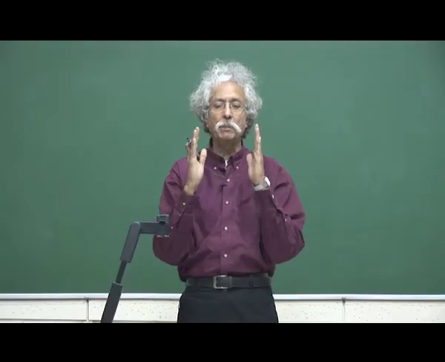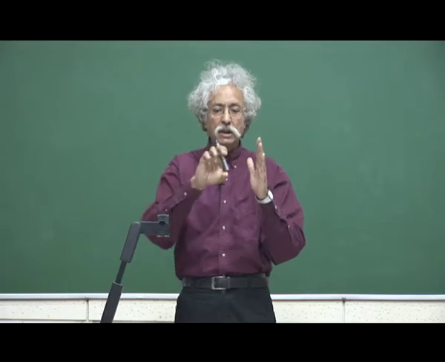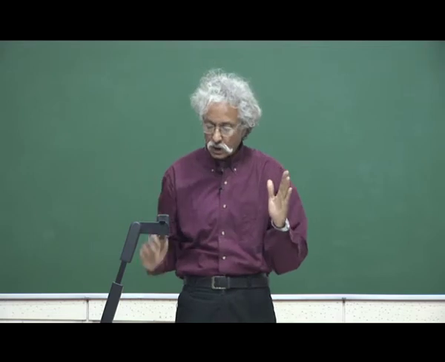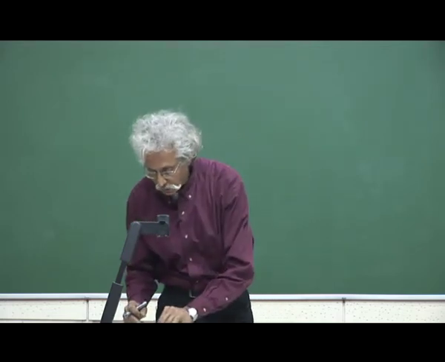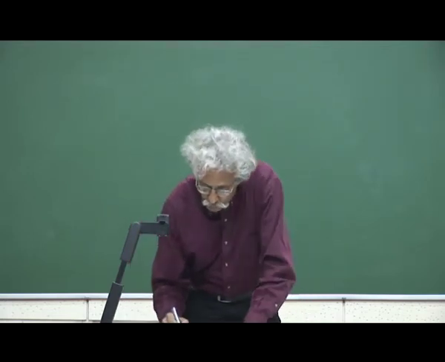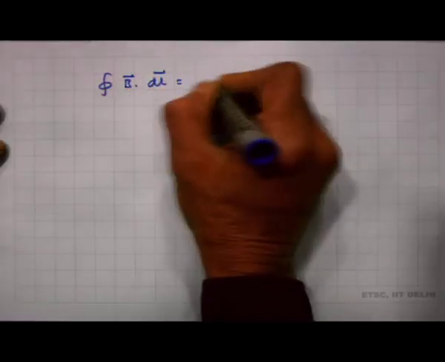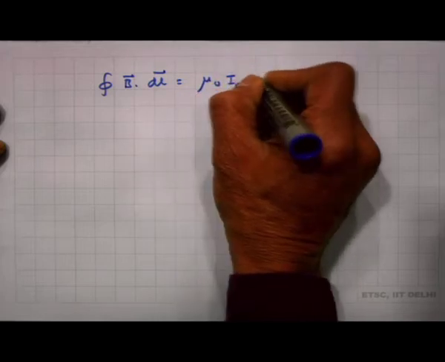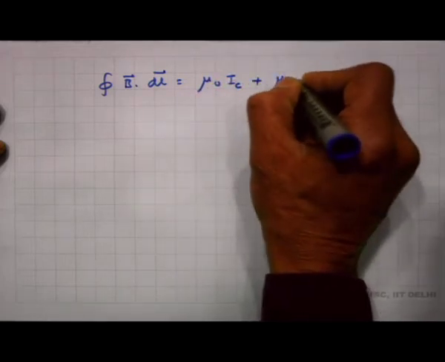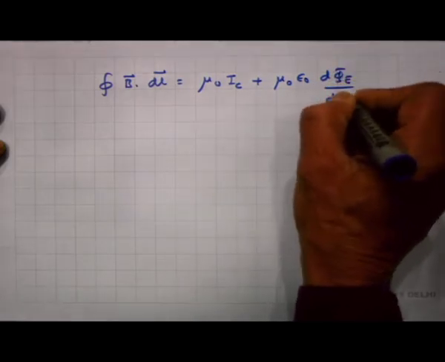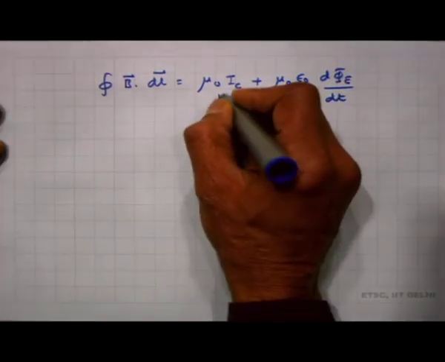So, I have the two plates of the capacitor and my area of integration is here, and the current is flowing through a wire from here and getting out from here. So, there is no conduction current, there is only displacement current. If I use this formula, I have mu 0 times I c plus mu 0 epsilon 0 d phi E by dt. For this loop, I c is equal to 0.